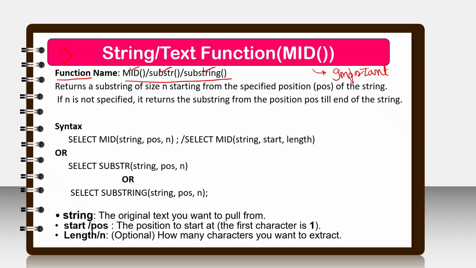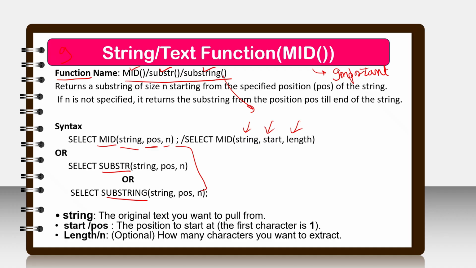What this does, in this we are taking 3 parameters. First parameter is string, second parameter is position, and n means how many characters we want. Or you can say string, then starting value, and then length, how many characters we want. This is mainly used to find out a portion from a string. You can write either mid, substr, or substring. All these syntaxes are the same.